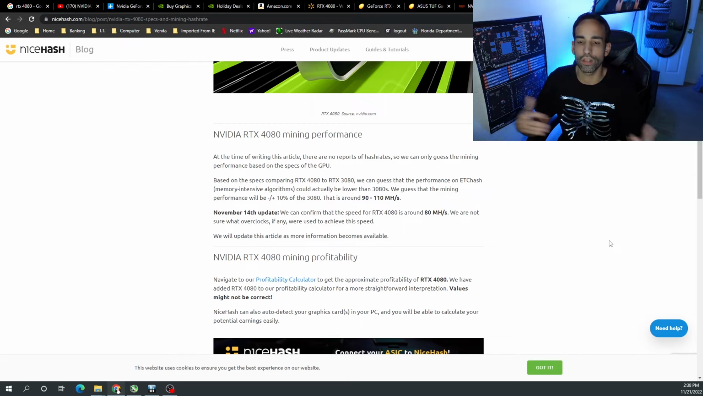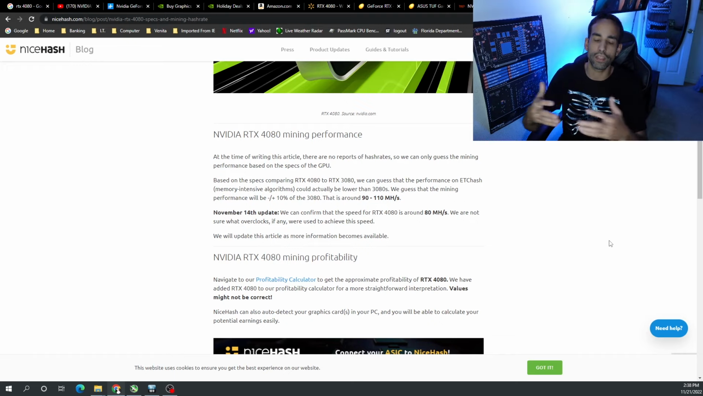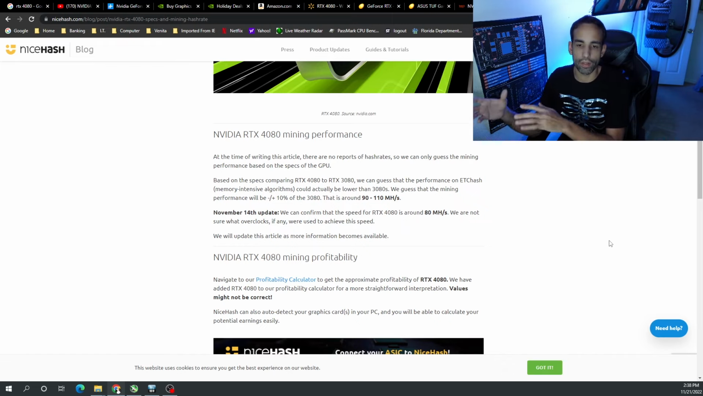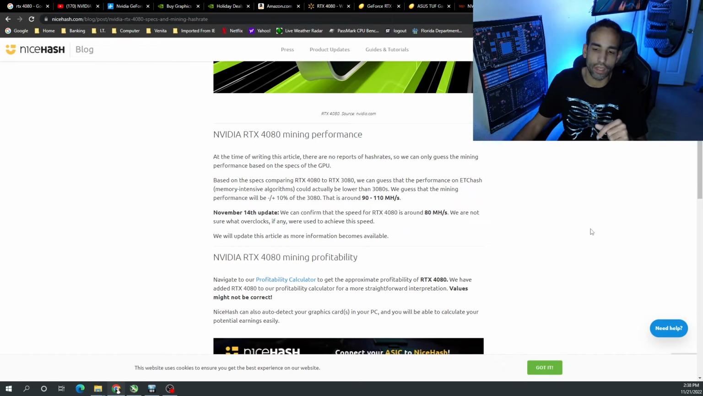What I mean by that is, say the 3080 was averaging around 90, at the most I could get was maybe 102, 103 mega hash. Well, the 4080 isn't much better than that. And even the 4090 was getting on ETH hash or ETC hash around 130, 132 mega hash.